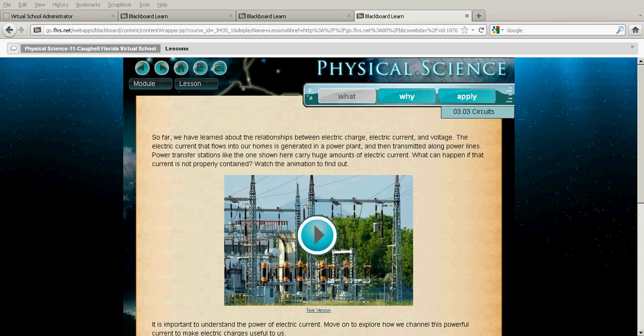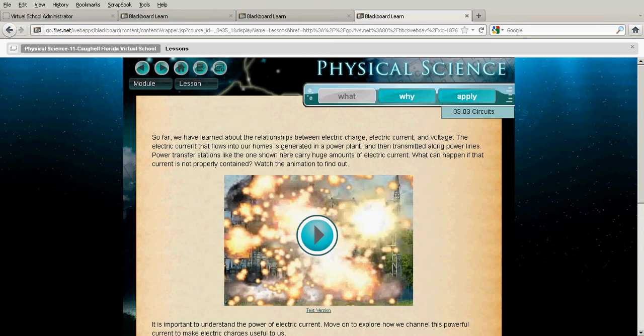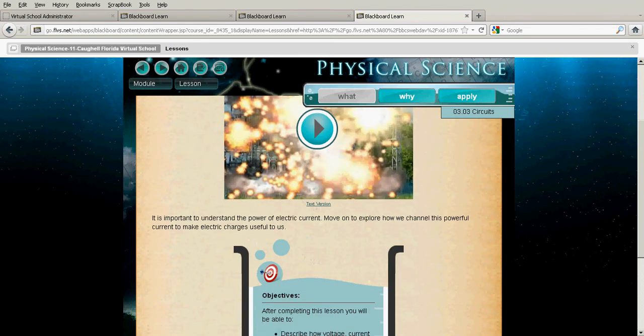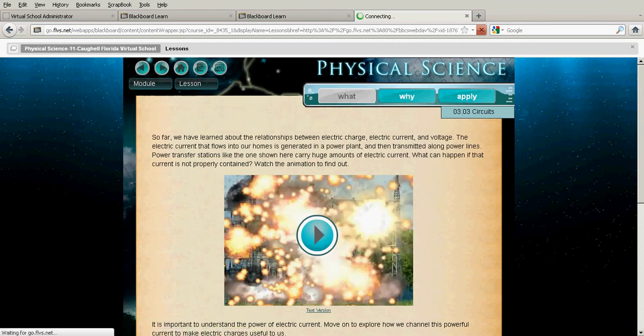3.03, we're now going to use the knowledge we've learned about electricity and apply it to circuits. So this is when the power that was generated from the power lines goes amok, and this is when the current is not properly contained. So it's really important to understand the power of electric current and how to channel this powerful current to make electricity useful for us.